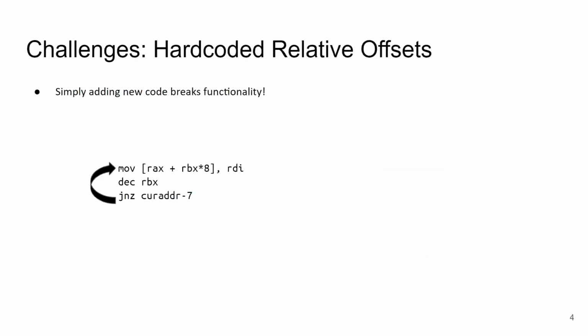So what are the challenges in rewriting binaries? Well, binaries lack abstractions and have a very rigid structure due to hard-coded offsets. Consider this code snippet, for example, where the jump instruction has a hard-coded offset that points to the jump target, the move instruction. If we were to simply insert new code, this breaks functionality as the jump no longer points to the intended target and breaks binary semantics.